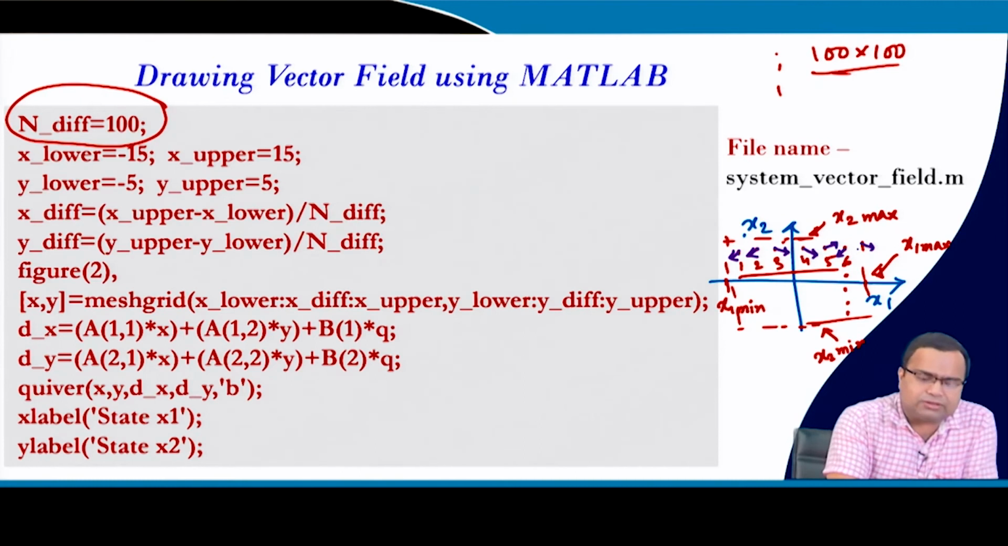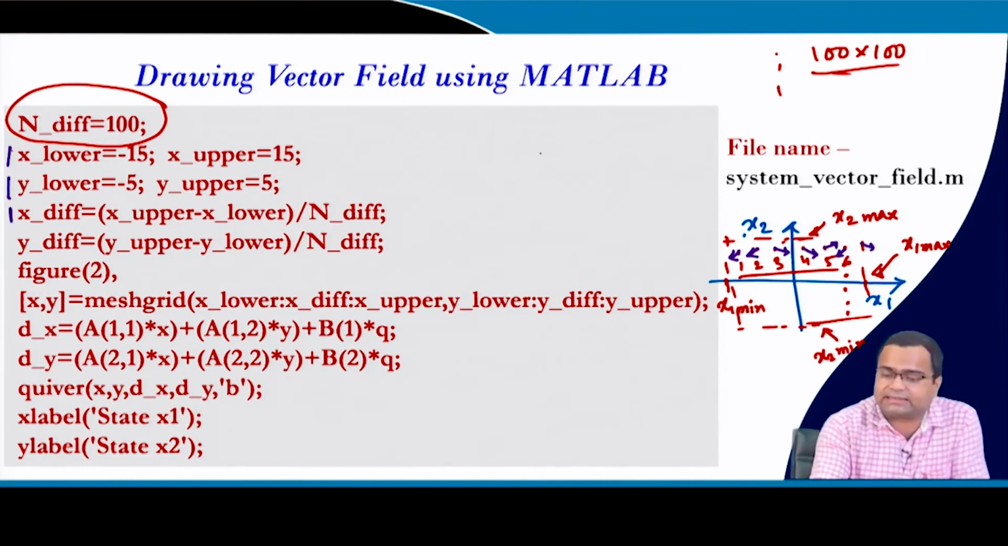So, this part is the lower limit for the x axis, and the lower limit for the y axis. Then you have to create the delta x, that means the difference between these 2 points is my delta x, the x diff, and the difference between y points is my delta y.